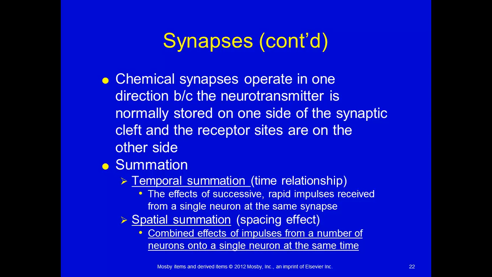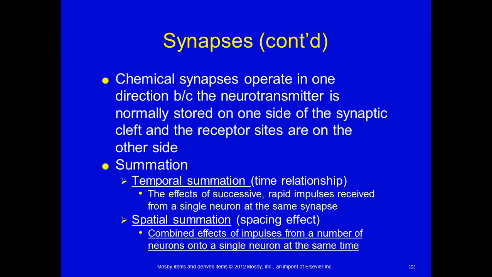So it can either be temporal, so the effects of successive rapid impulses received from a single neuron at the same synapse. One neuron just keeps exciting neuron number 2 until it finally reaches an action potential and allows that impulse to be propagated down the cell. So it's a time relationship, and by time I mean the number of times a neuron gets excited from the presynaptic neuron. Or spatial. Spatial summation would be the combined effects of impulses from a number of neurons onto a single neuron at the same time.